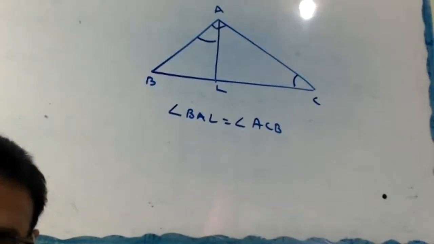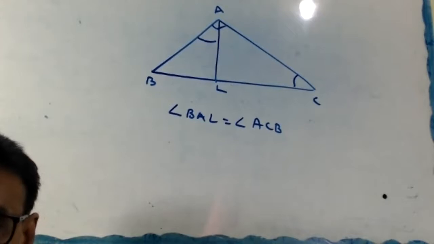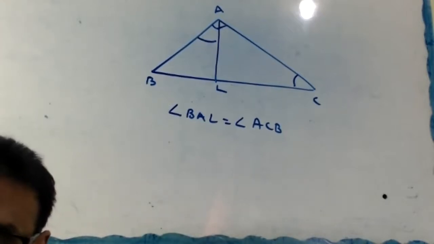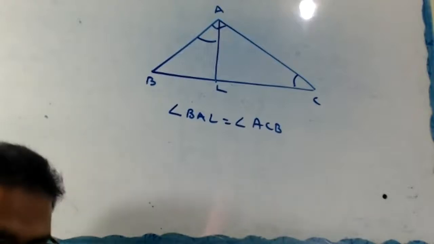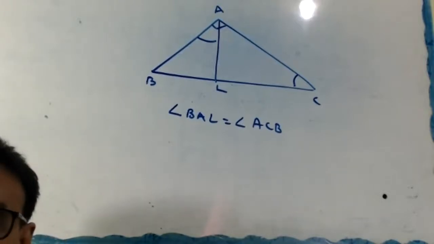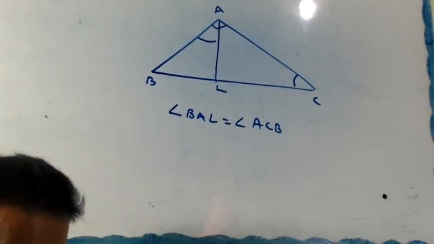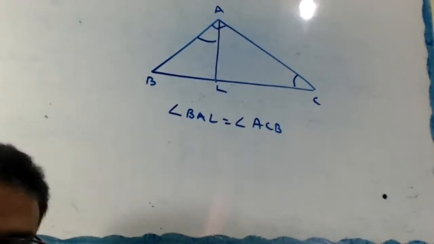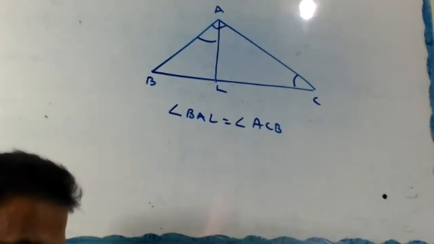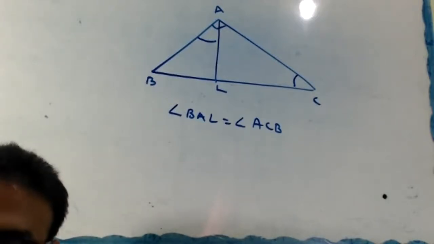Triangle ABC is right angled at A. AL is drawn perpendicular to BC. Prove that angle BAL is equal to angle ACB.